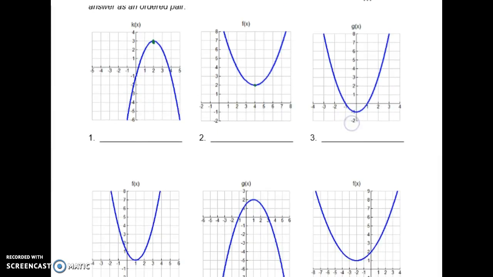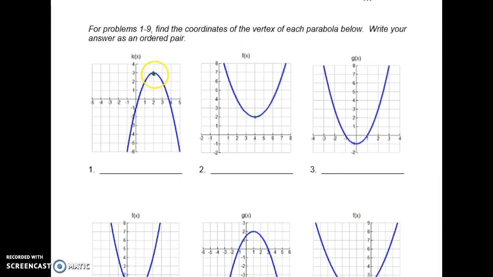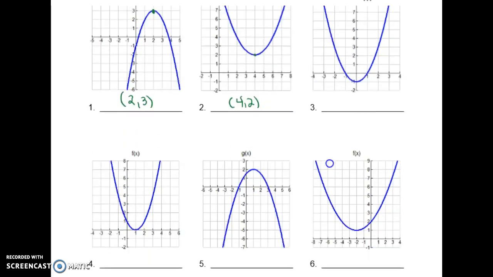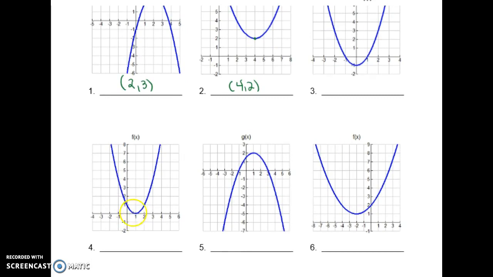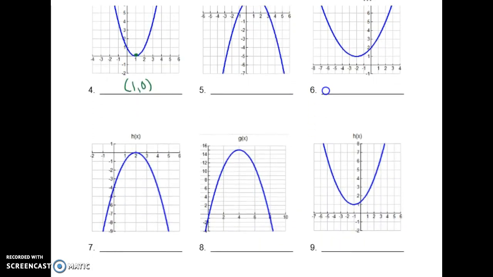So we're asked to find the vertex of these graphs. We're just looking again for that either high point or low point. So if I look over, it's at (2, 3). That would be my vertex. This one would be at (4, 2). And that's at a low point. Number 4, we're at this point here, which is (1, 0). At this point here, we're at (2, 0), and so on. All right, so again, vertex is usually just the high point or the low point of the graph.